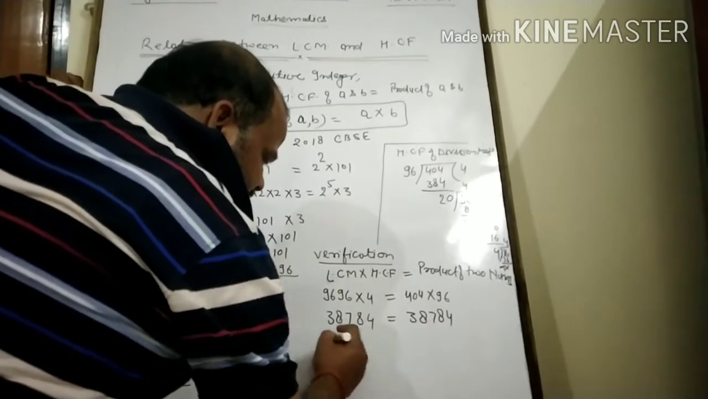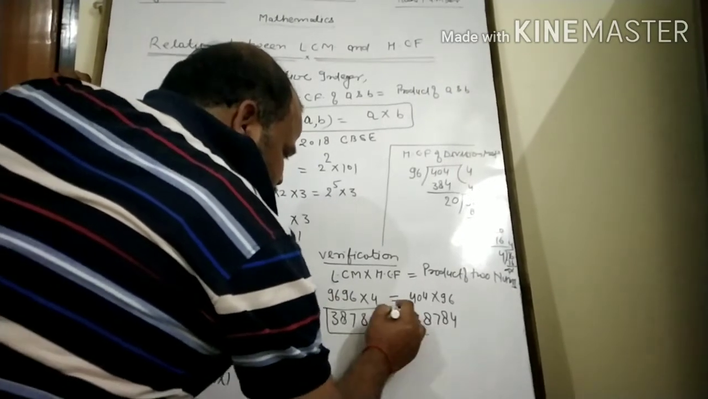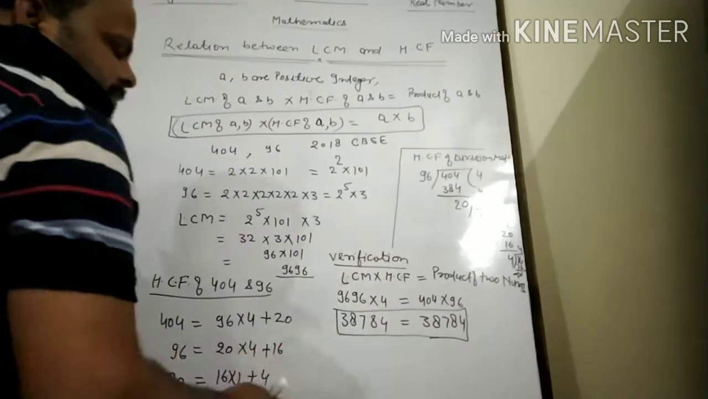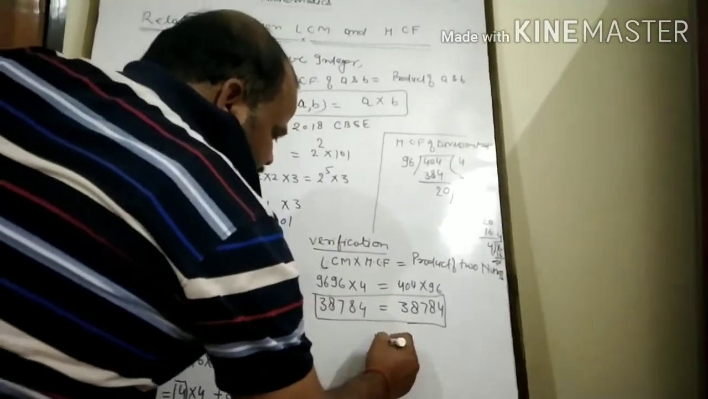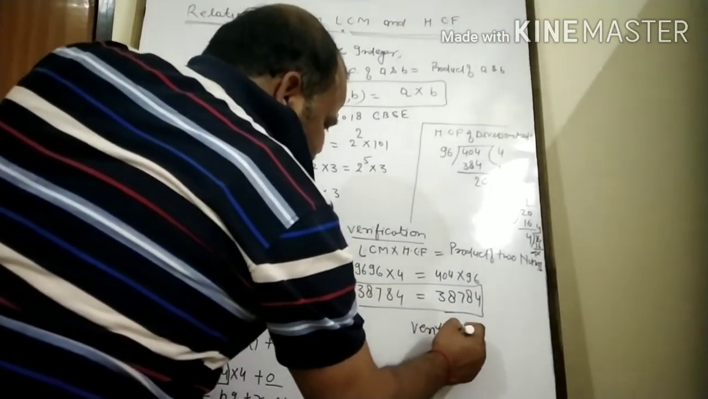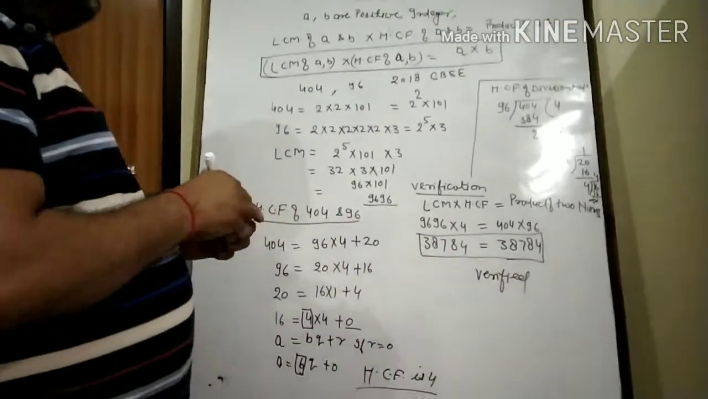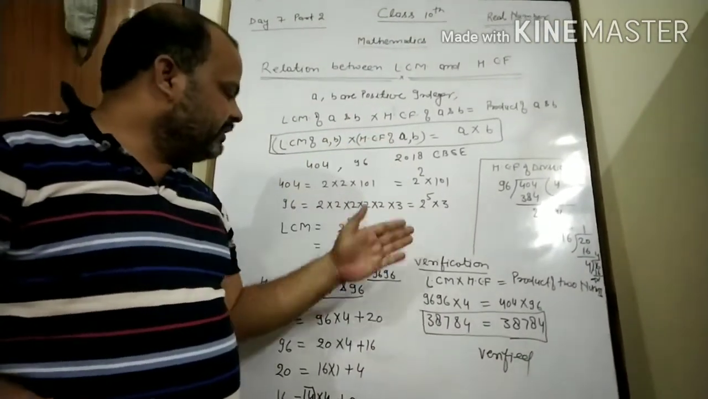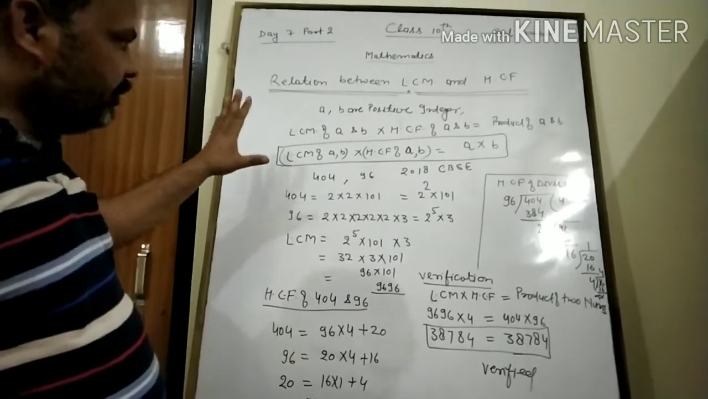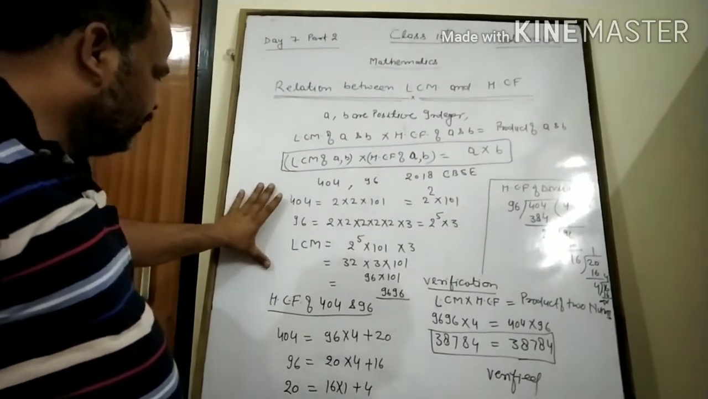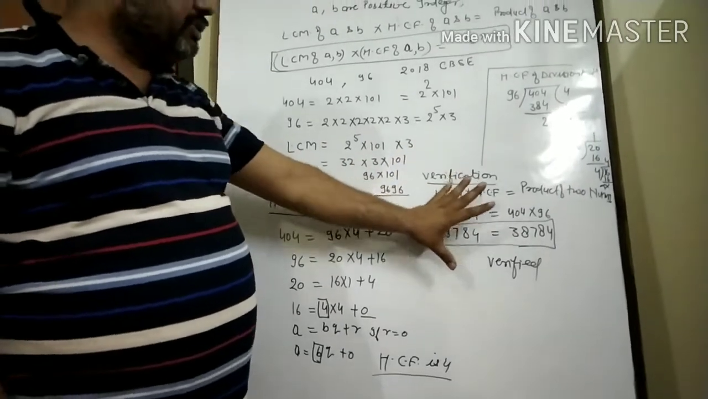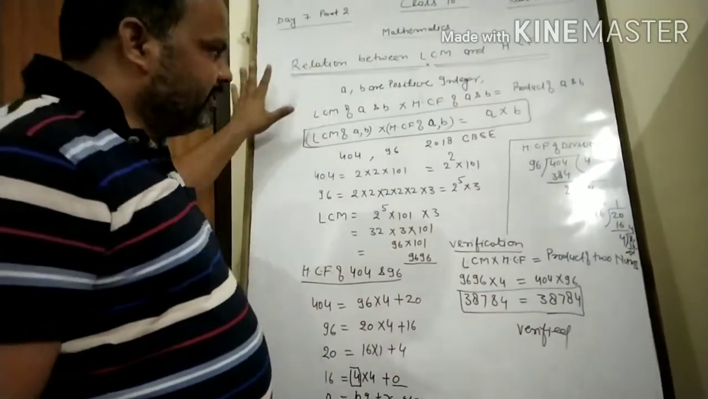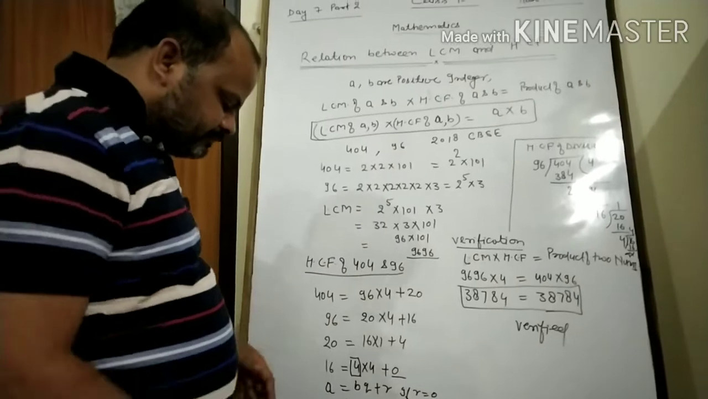Then here you can write both answers, meaning LCM into HCF is equal to the product of the numbers, are the same. Then here you can write verified. This question was asked in the board examination 2018 for 3 marks. If you solve it, then up to here you got 1 mark for the LCM, 1 mark for the HCF, and on this verification you got 1 mark. Then completely it is a 3 marks question.